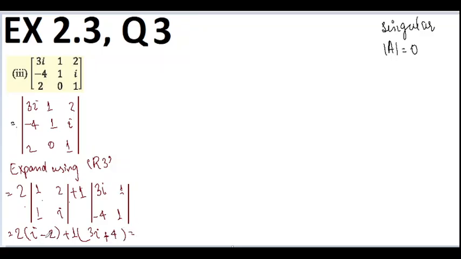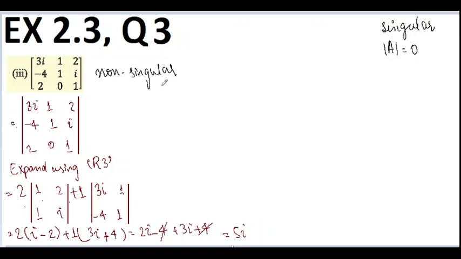which is equal to 2 iota minus 2 iota minus 2 into 2 gives us 4, plus 3 iota plus 4. Negative 4 and positive 4 are cancelled, and 2 iota plus 3 iota gives us 5 iota, which is not equal to 0. So this matrix is also non-singular.